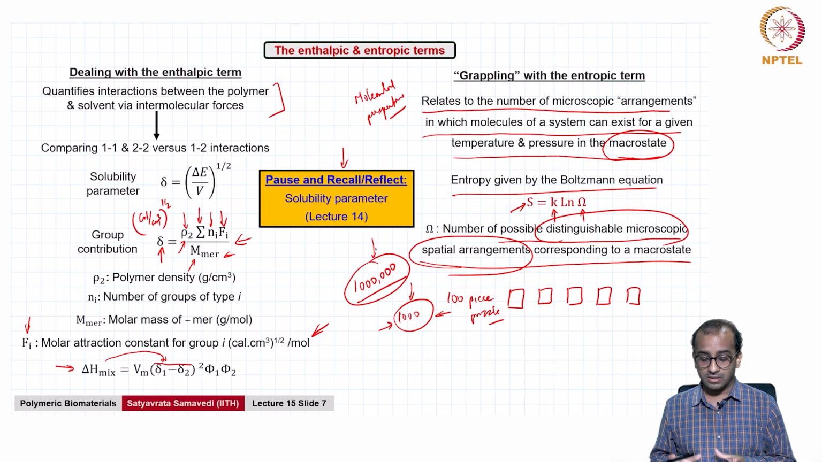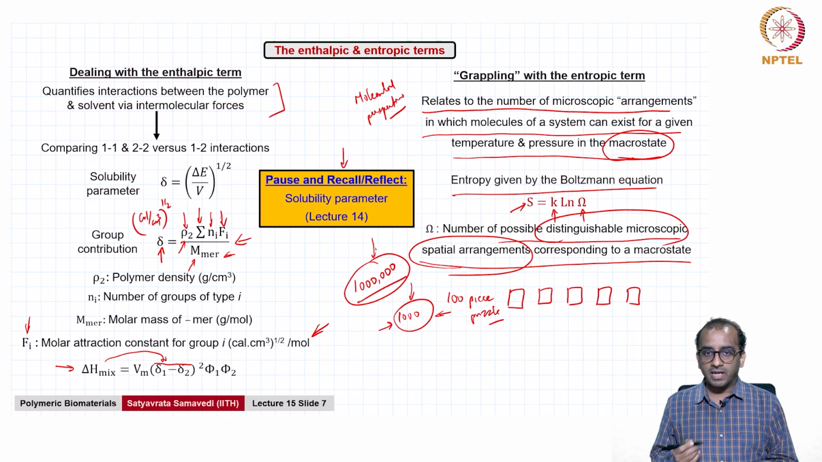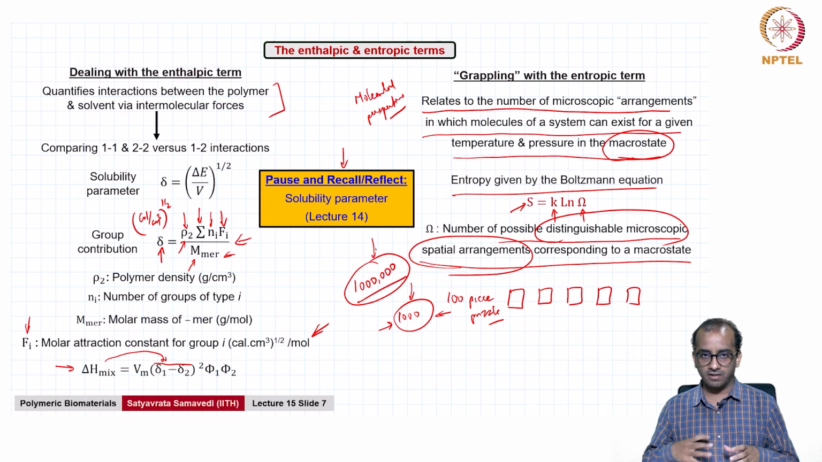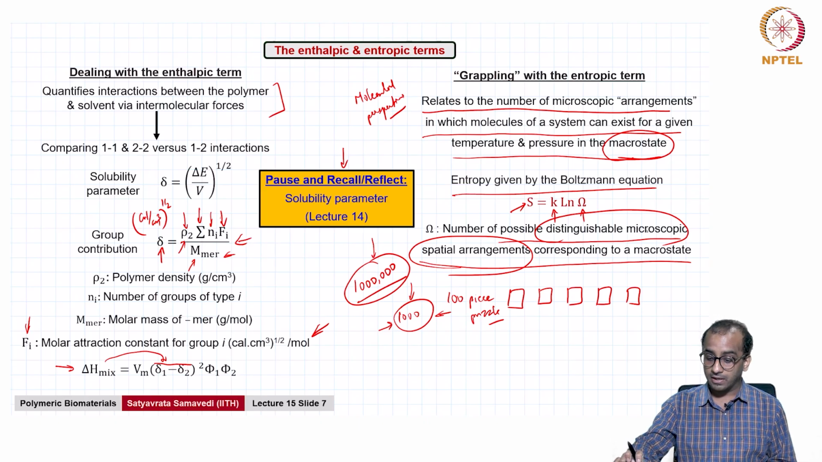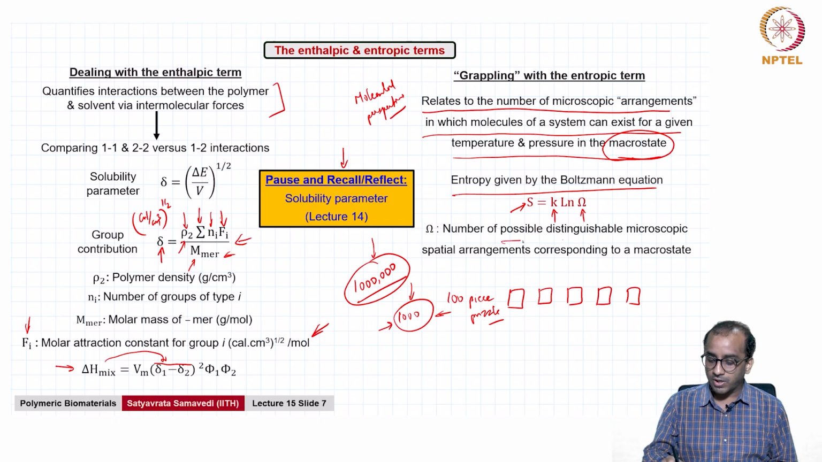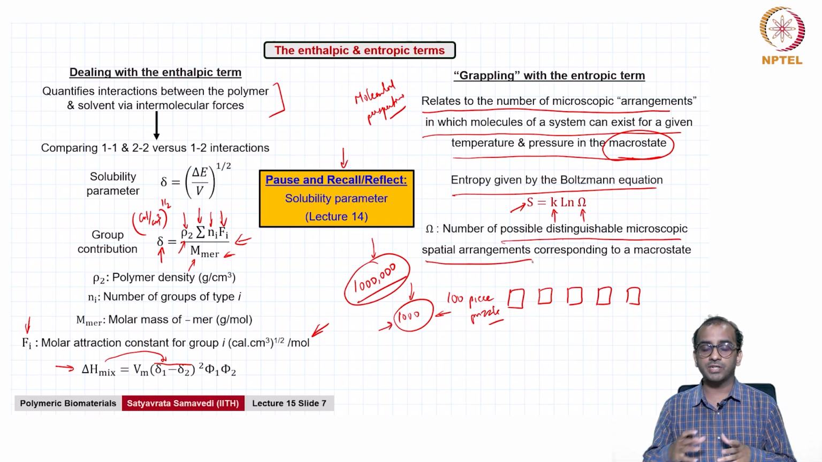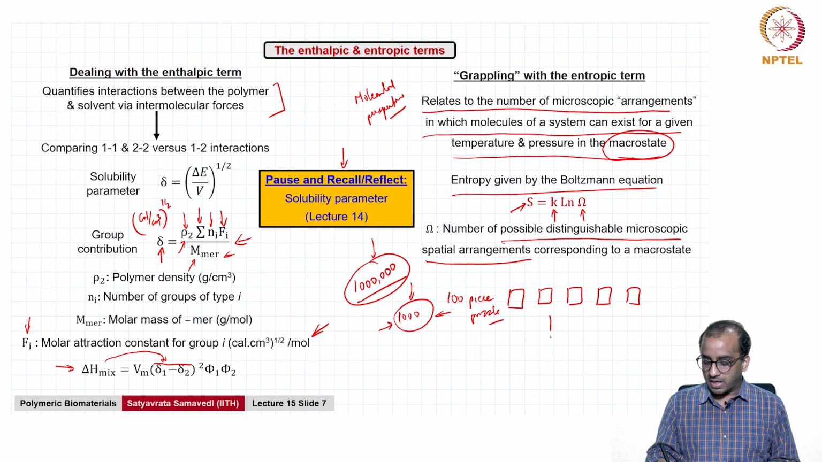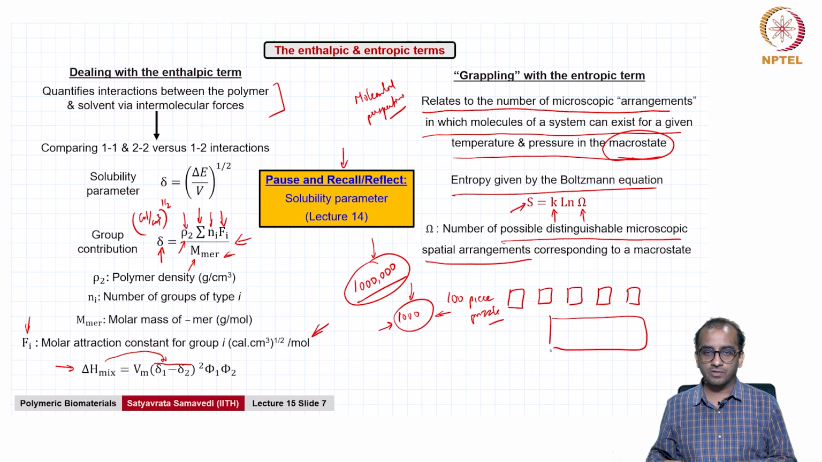Now, this sort of a digression might serve as a useful analogy for us to think about entropy. What we are trying to say here is, these puzzle pieces fitting together in different arrangements are what we are calling the number of possible distinguishable microscopic spatial arrangements. Now, if these are molecules, for example, and if you take a box like this with molecules, there is only one way for the molecules to all cluster to one side.